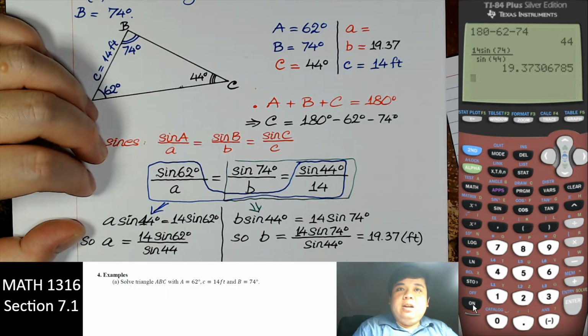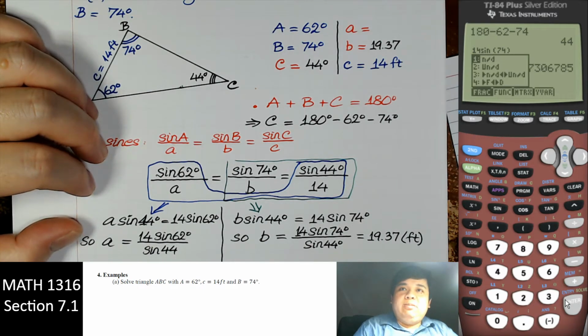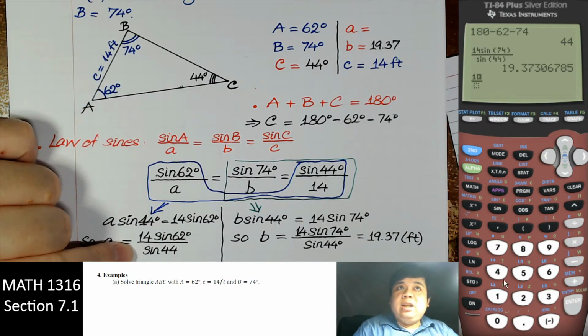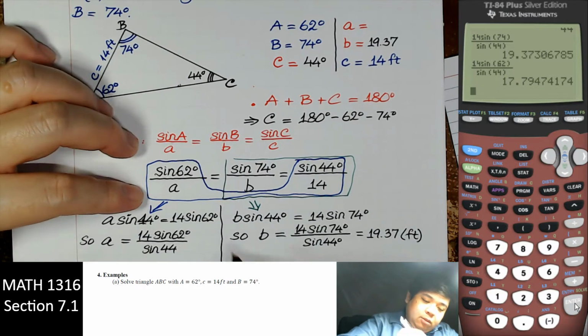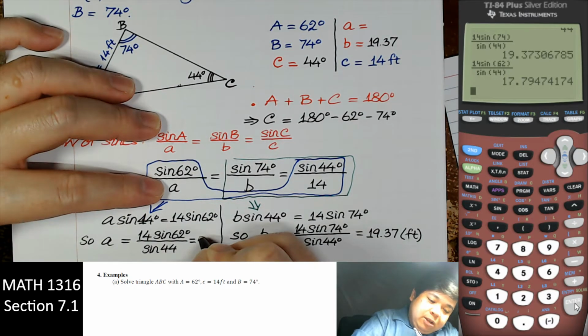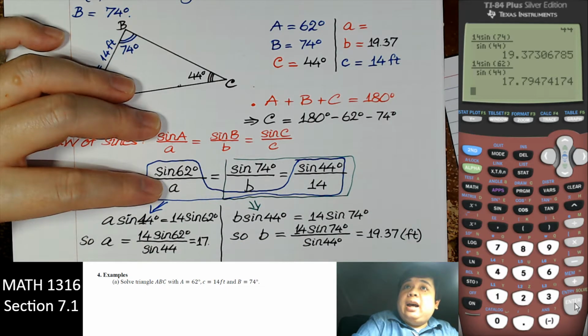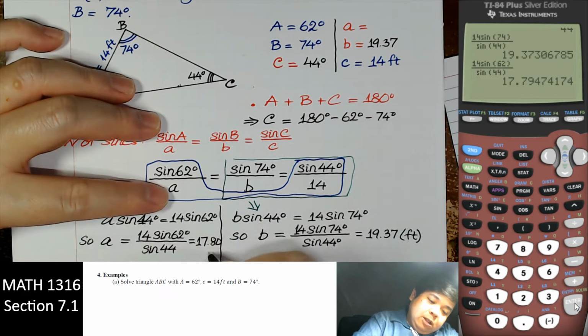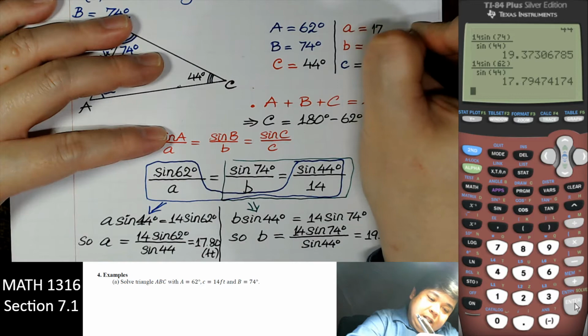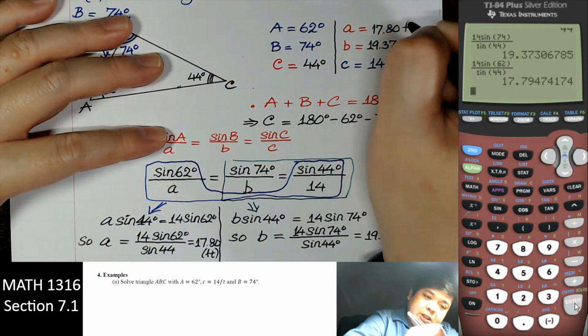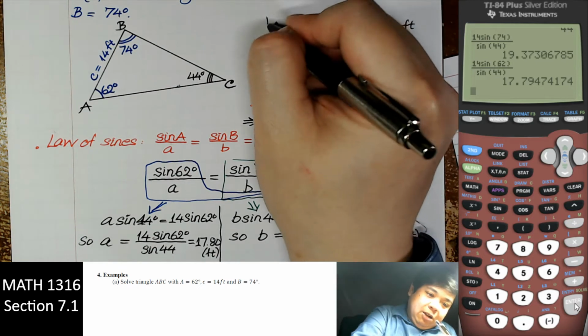So a equals that fraction, 14 sine of 62 divided by sine of 44. We have 17.80 feet. So that is our answer.